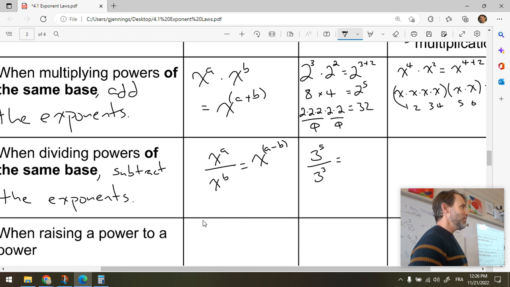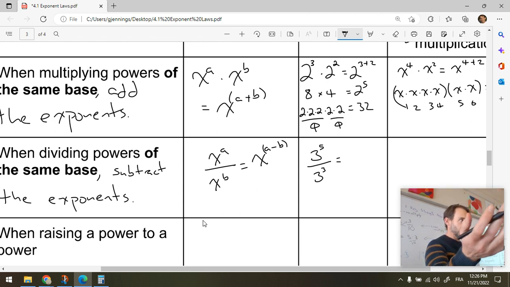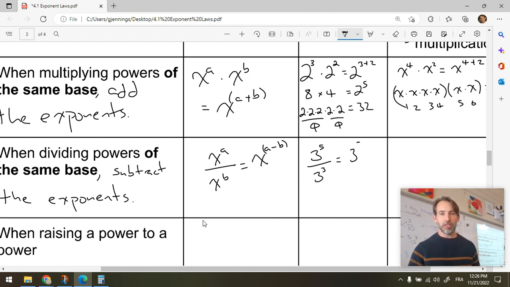No. But you would not be surprised to know that's not the first time I've heard that untruth, that 3 to the 2 is 6. Okay, 3 to the 2 is not 6, it happens to be 9, because 3 times 3 is 9. 3 to the 2 is 3 times 3. It's 9. So this is equal to 3 to the 5 minus 3, which is equal to 3 to the 2. 3 to the 5 divided by 3 to the 3.